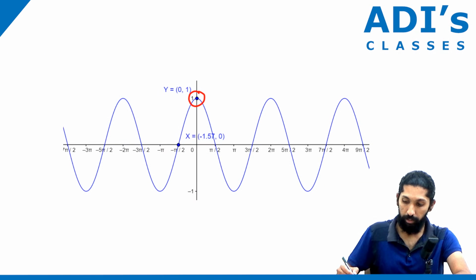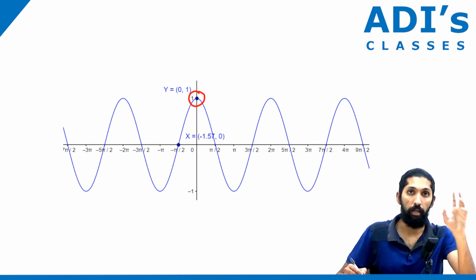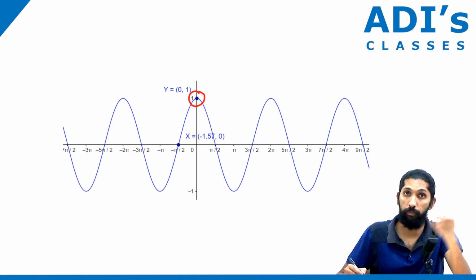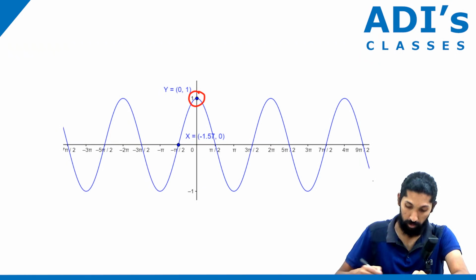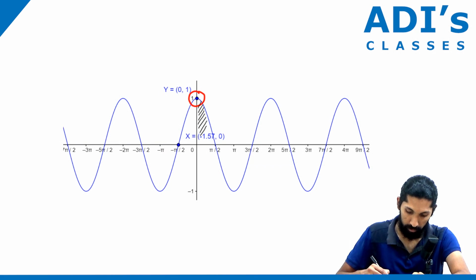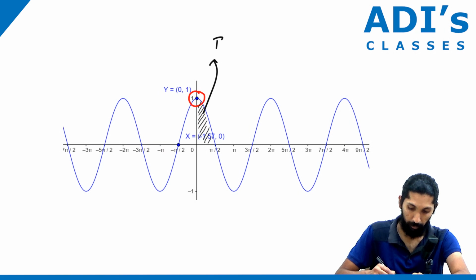Now, again, we look into the other parts. In the first quadrant, is cos positive or negative? It's positive. See, 0 to pi by 2, it's positive. This is the first part.